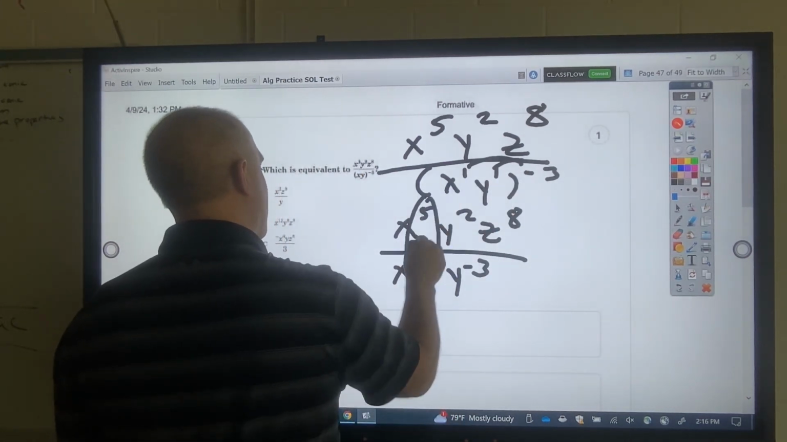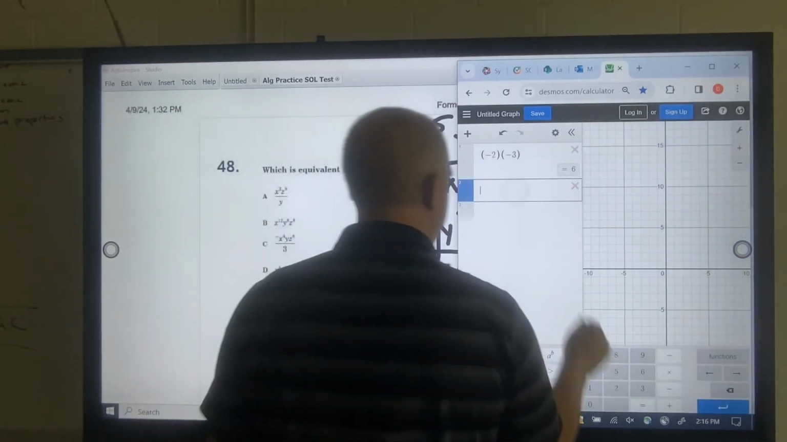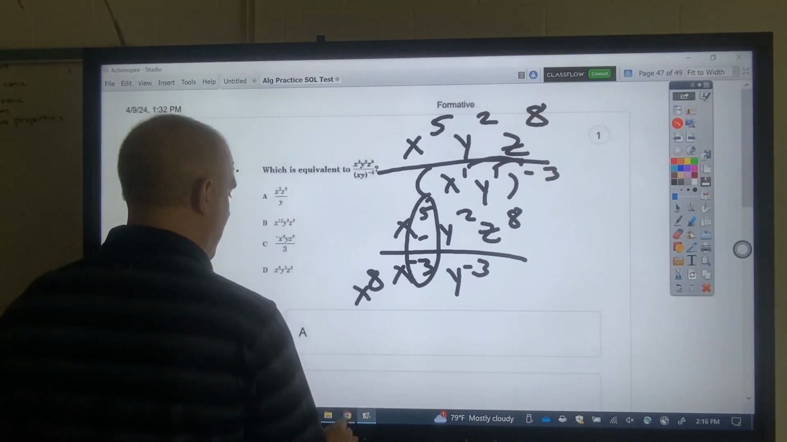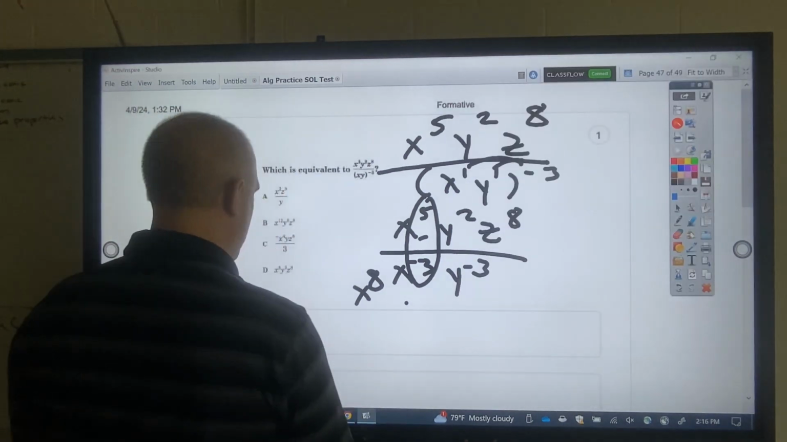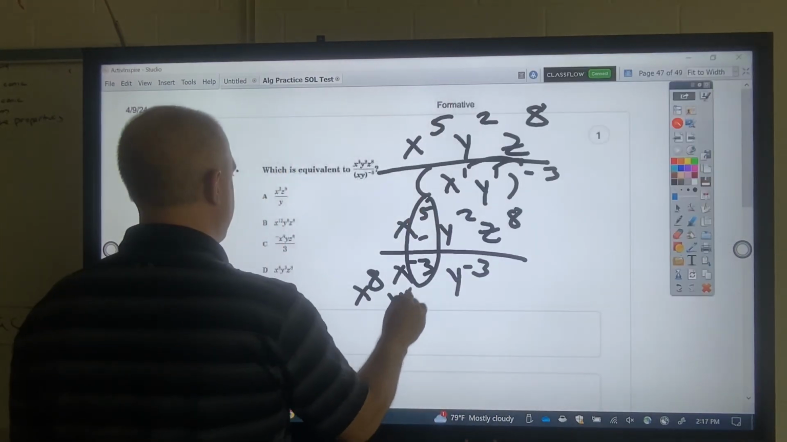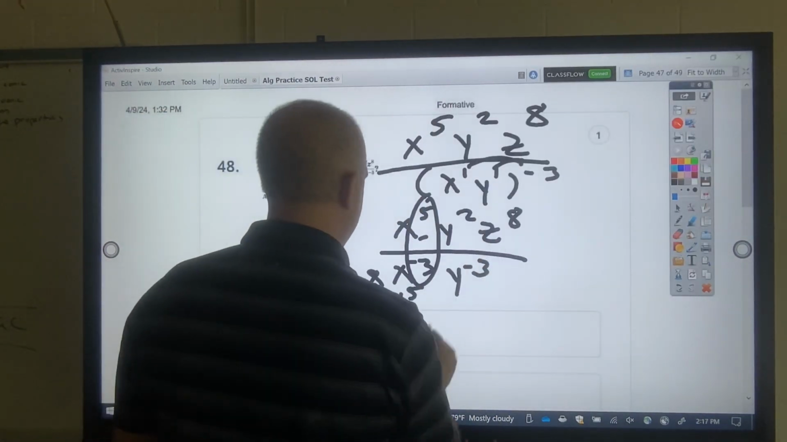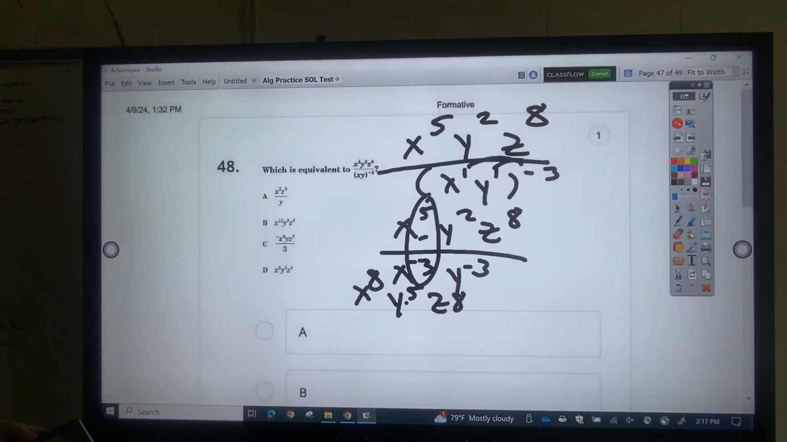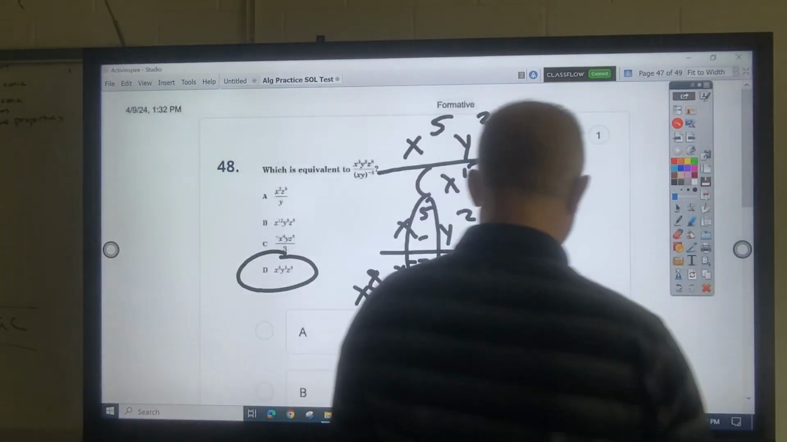Then I want to subtract these. So you got to be careful. 5 minus -3 would be x to the 8th power. 2 minus -3 is y to the 5th power. And then that's going to be z8. Okay? So the best answer for that is letter D. Okay? Next question should be question 49.